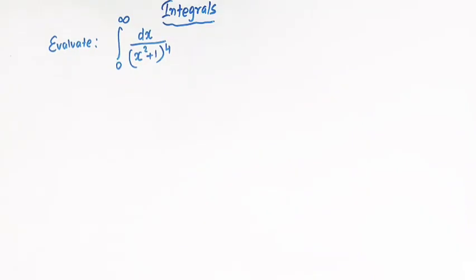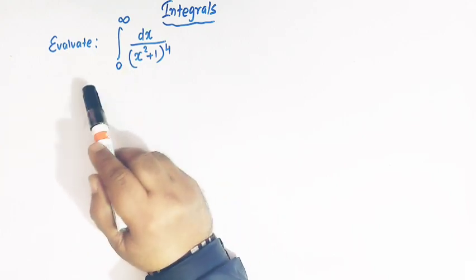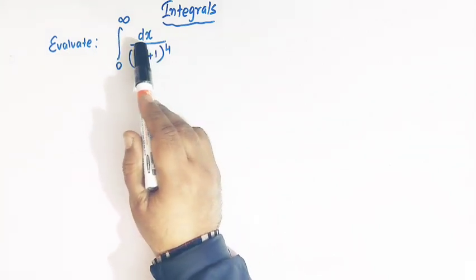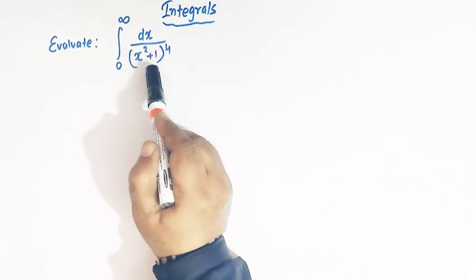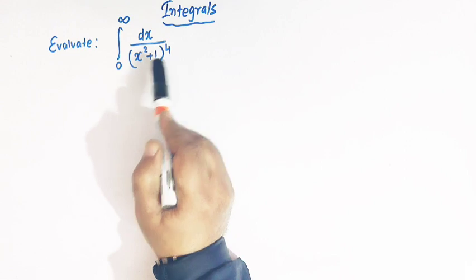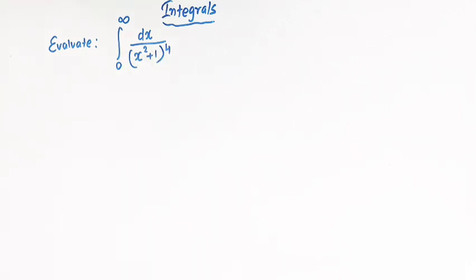Hello viewers, in today's class we are going to discuss one important problem from integrals using the concept of beta and gamma functions. So here we are once again going to solve another problem from the concept of beta and gamma functions. Here we'll solve this integral, which is 0 to infinity, dx over (x square plus 1) raised to 4. So we'll see how, using the properties of beta and gamma functions, we can solve this integral easily.